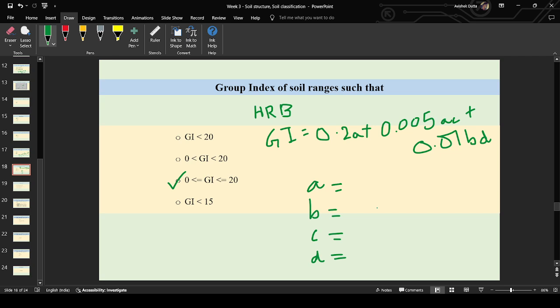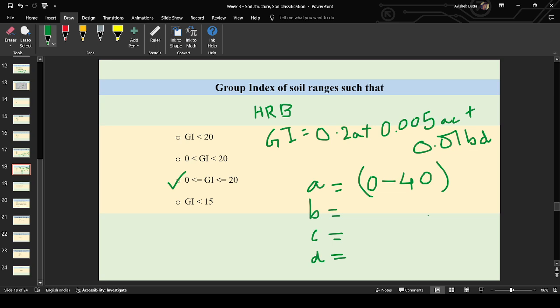So this group index is mainly based on 3 parameters. The first one is percentage passing through 75 micron sieve. The second one is the liquid limit, and the third one is the plasticity index. A is that percentage of soil passing the 75 micron sieve which is more than 35% and less than 75%. So the value of A will range from 0 to 40.